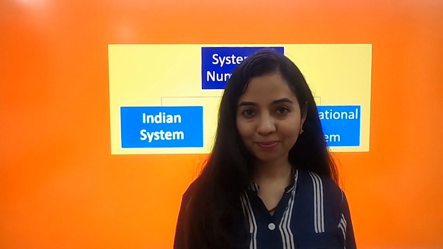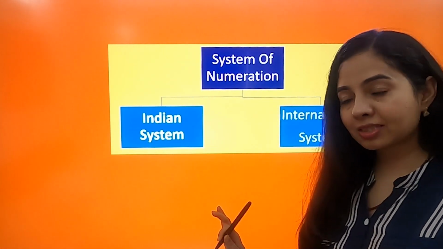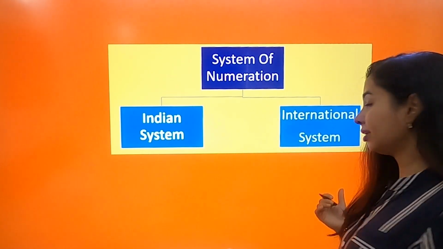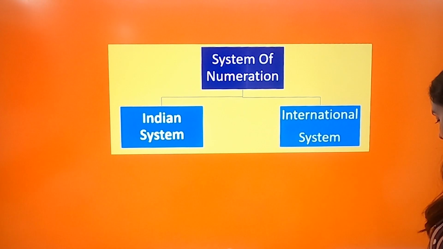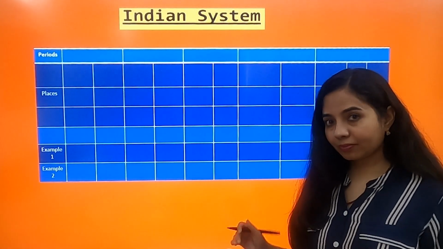I hope you enjoyed the clip. The basic purpose of showing that clip was so that you can appreciate what you are learning and its usage in your daily life. So there are two types of system of numeration. One is the Indian system and another is the international system. We'll first study the Indian system.